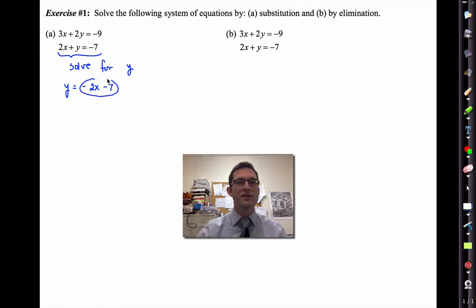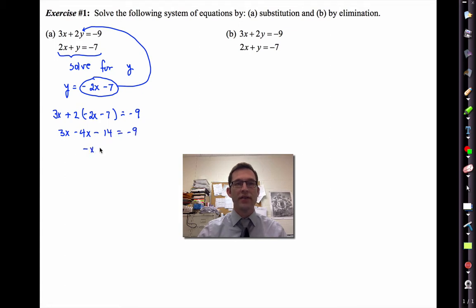I'm now going to take this expression, because y is equal to it, and I'm going to substitute it in here for y. That's going to give me 3x plus 2 times the expression negative 2x minus 7 equals negative 9. So I'll get 3x minus 4x minus 14 is equal to negative 9. I'll get negative x minus 14 is equal to negative 9. Add 14 to both sides, we'll get negative x is equal to 5, and x is equal to negative 5.